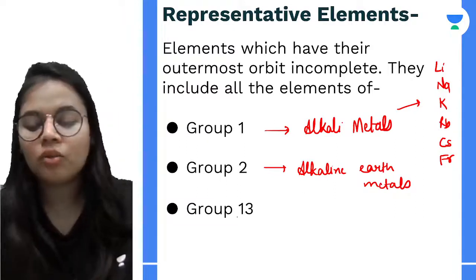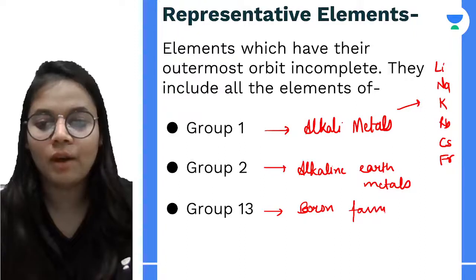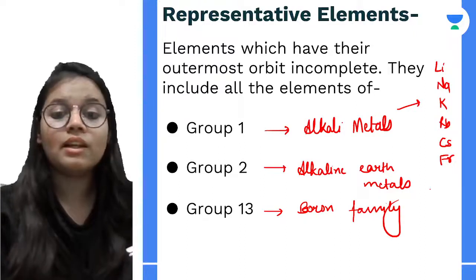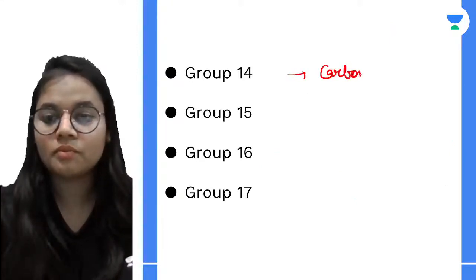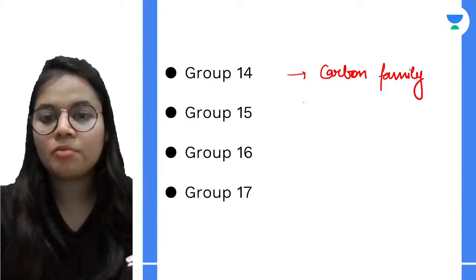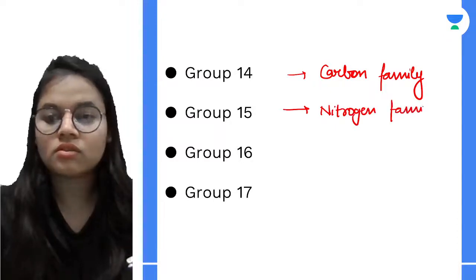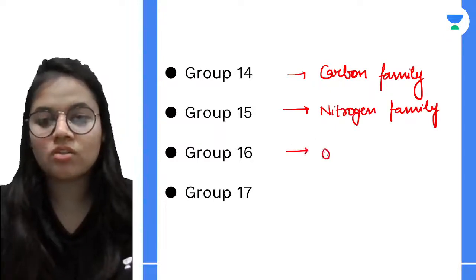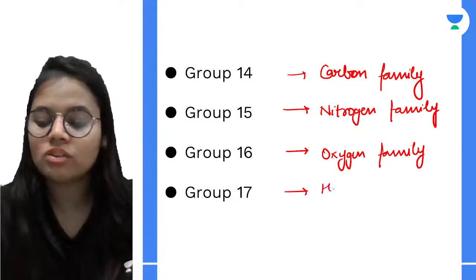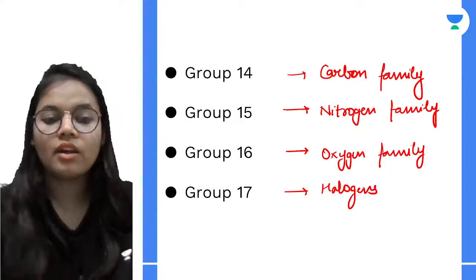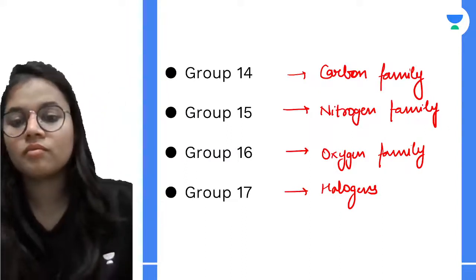Now in group number 13, the first element is boron, so it is also known as the boron family. Similarly, group number 14 is known as the carbon family. Group 15 is the nitrogen family. Group 16 is the oxygen family. And group 17, they are halogens or the salt formers. So these are the basic bifurcation of the elements of the groups.